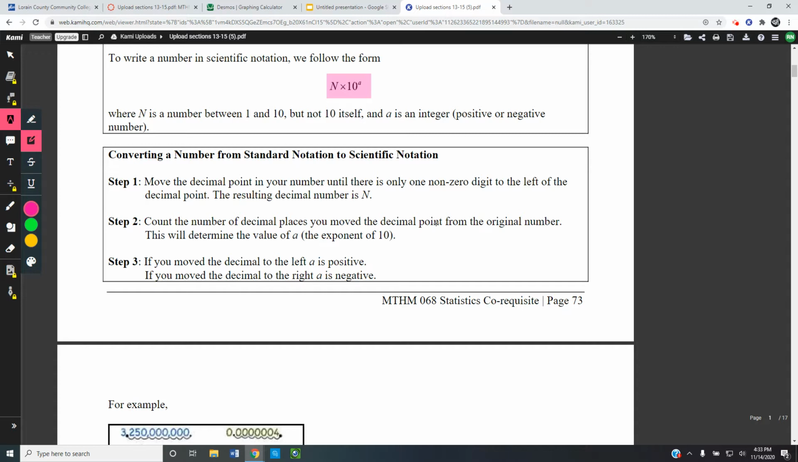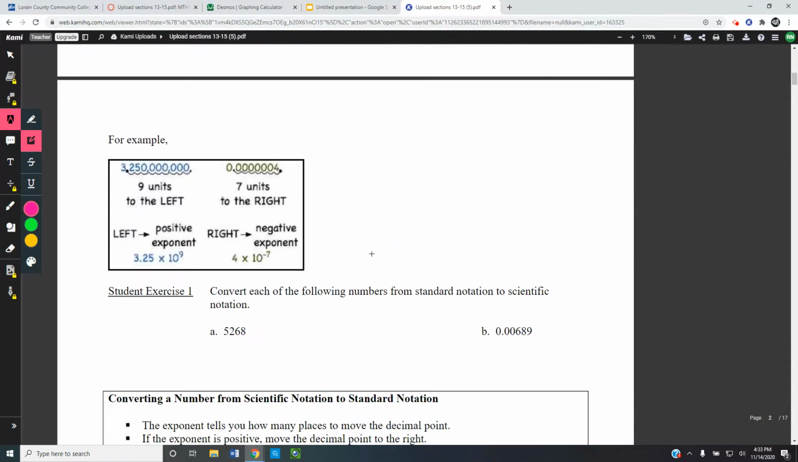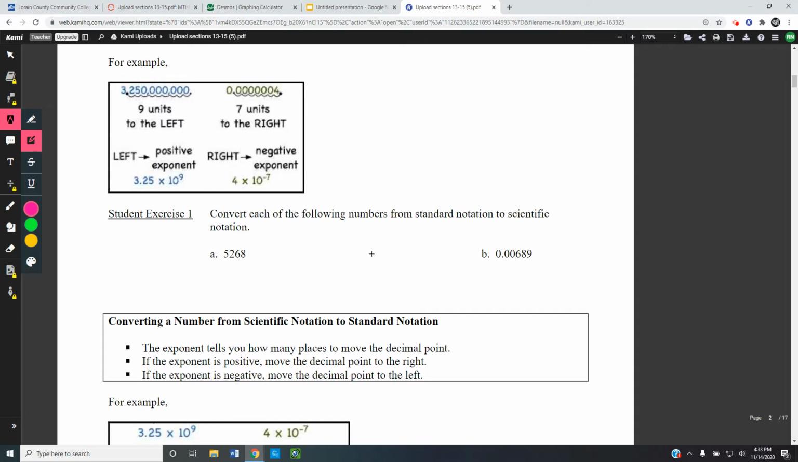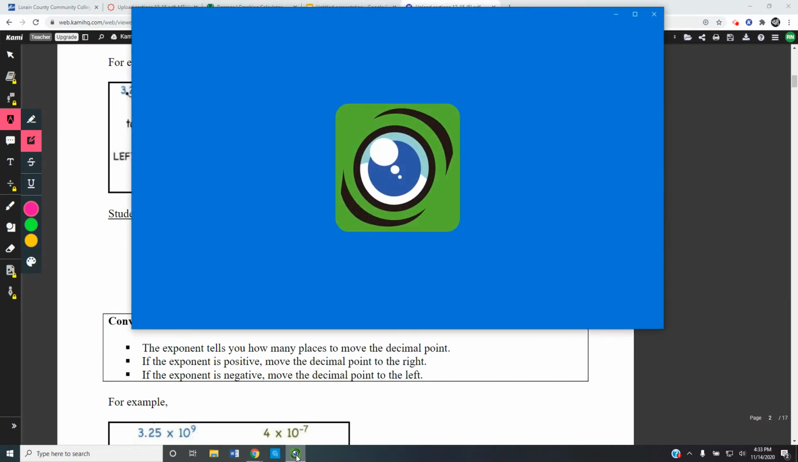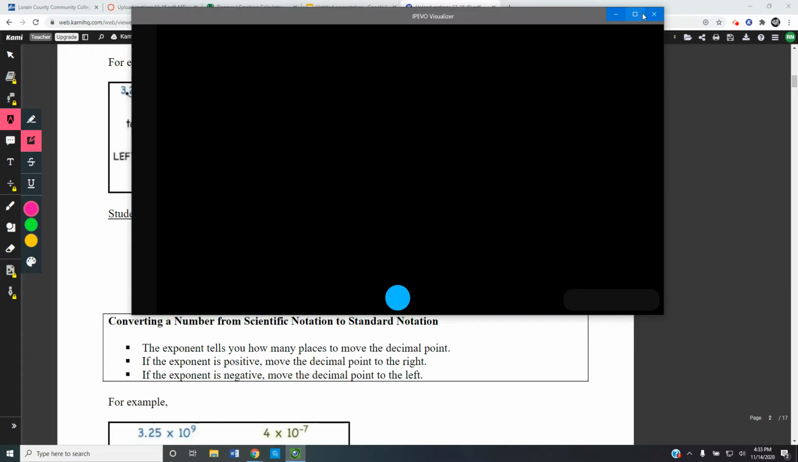Step 3, I'm not a fan of. If you move the decimal to the left, A is positive. If you move the decimal to the right, A is negative. I'm going to show you what I think is a better way for that. So for example, and they give us a couple of numbers here. They say that if we started with a standard number, and I'm going to switch over to my document camera because I think I could do a little bit better job of pointing this out on a full-size doc camera.